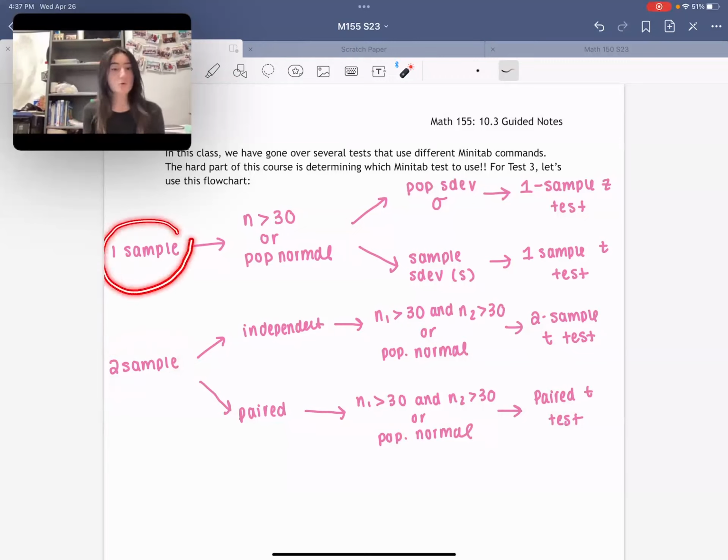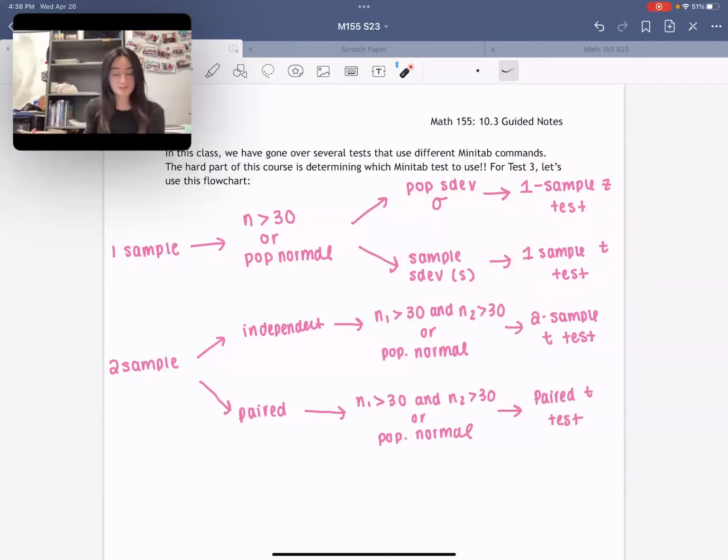If you're given just one sample, the next thing you need to do is to decide if your assumptions are met. So your sample's big enough or the population's normal. After you know that you can do the problem, you look at the standard deviation. If you're given the population standard deviation, use the one sample z-test. If you're given the sample standard deviation, use the one sample t-test.